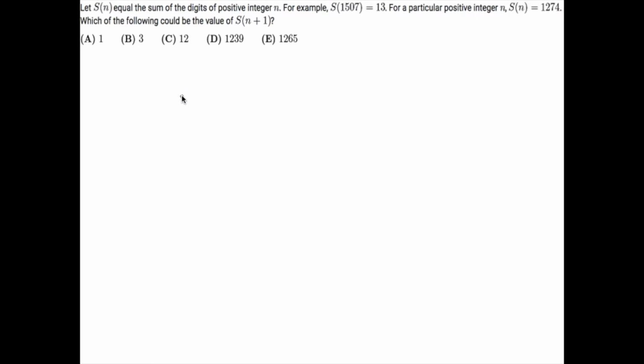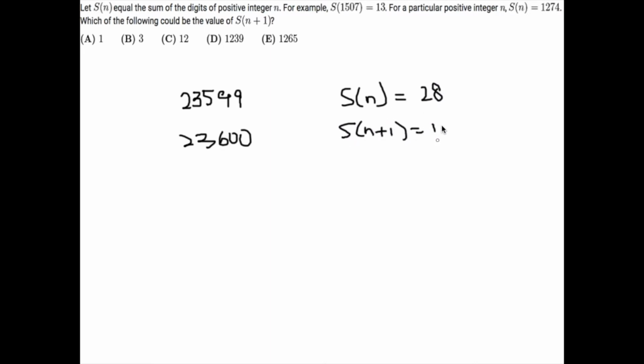Say n is a number like 2, 3, 5, 9, 9, and n plus 1 is 2, 3, 6, 0, 0. If this is n, which it's not obviously because the sum of the digits is not 1274, but hypothetically if this was n, then we have S of n equals 2 plus 3 is 5, plus 5 is 10, plus 18 is 28, and S of n plus 1 is 11.